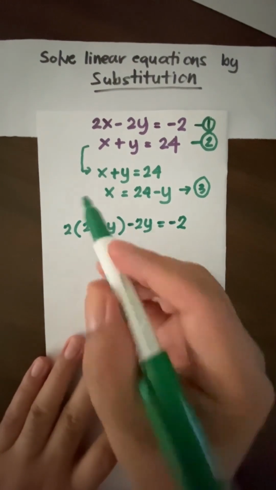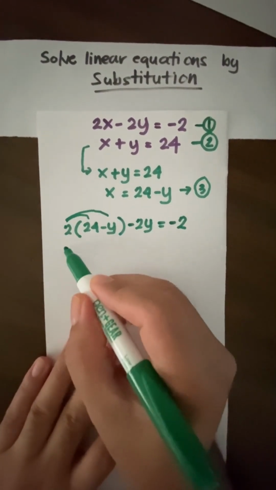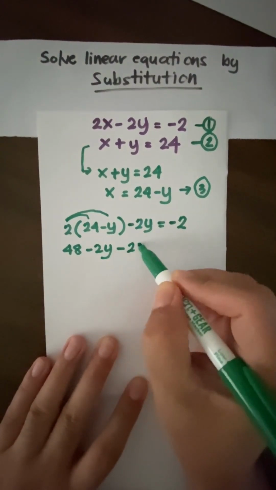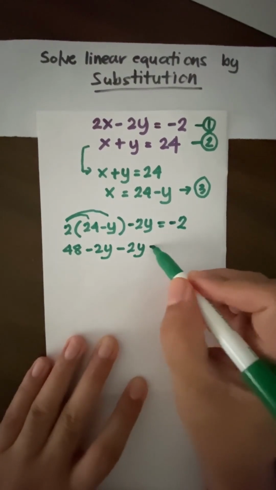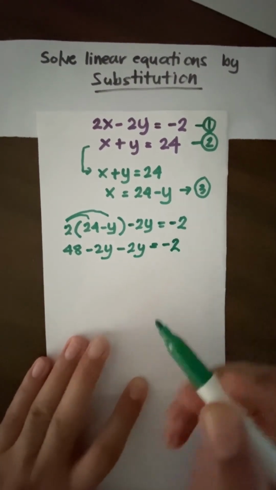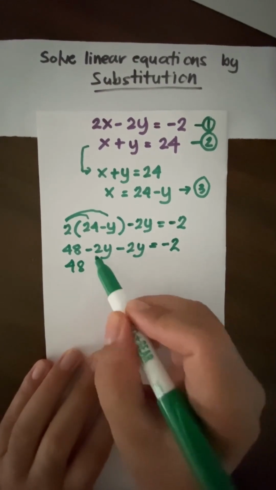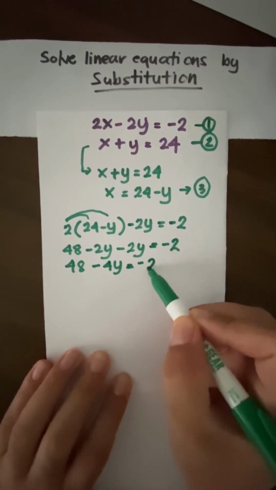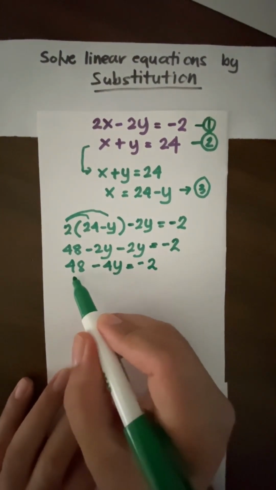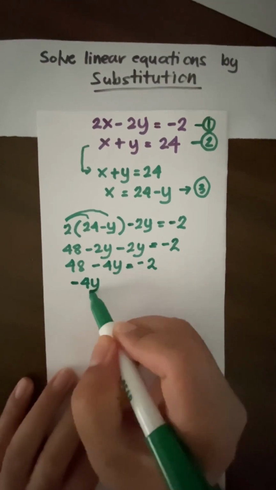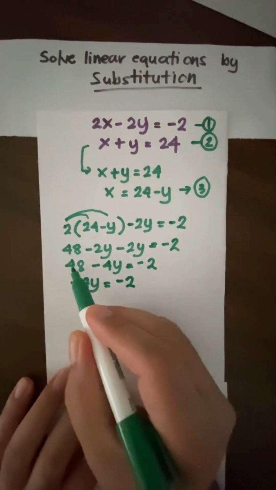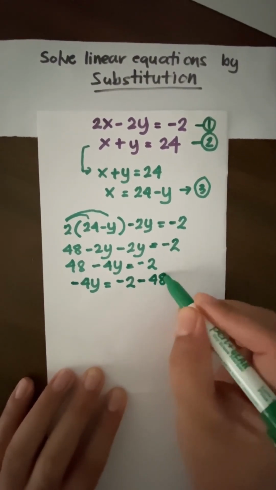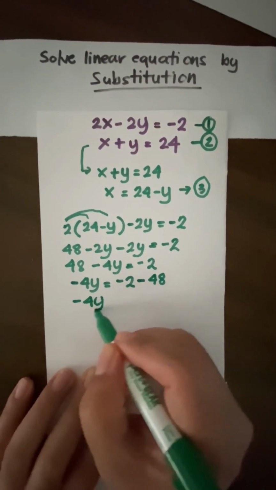Next is we simplify this. 2 times 24 is 48. 2 times negative y is negative 2y, minus 2y equal to negative 2. Simplify further by combining like terms. We now solve for y. Minus 4y equal to minus 2 minus 48. We continue simplifying until we solve the value of y.